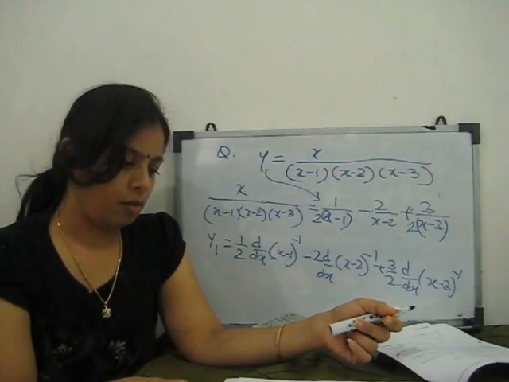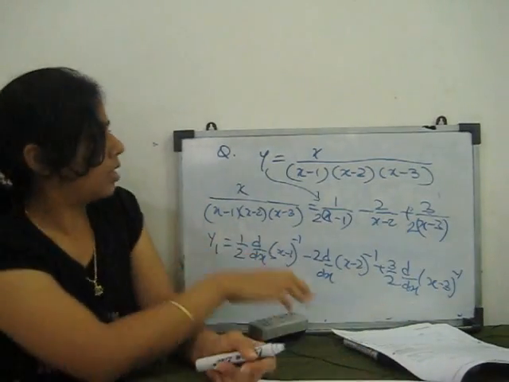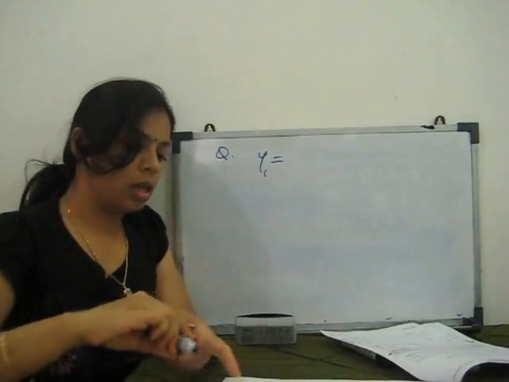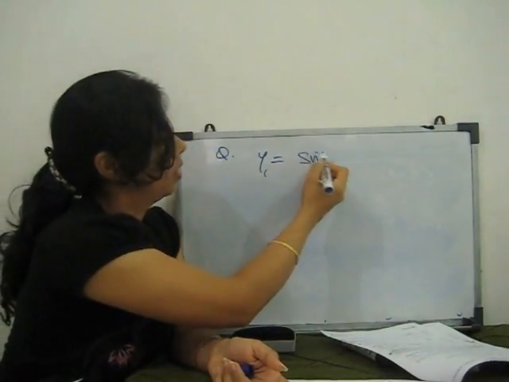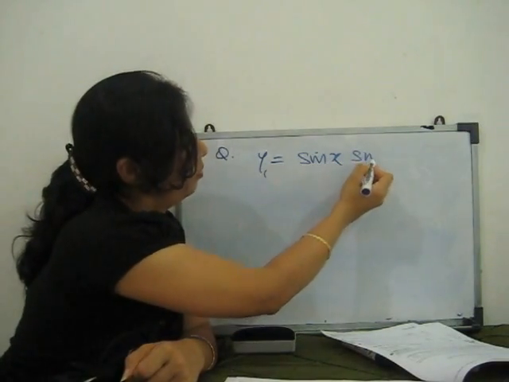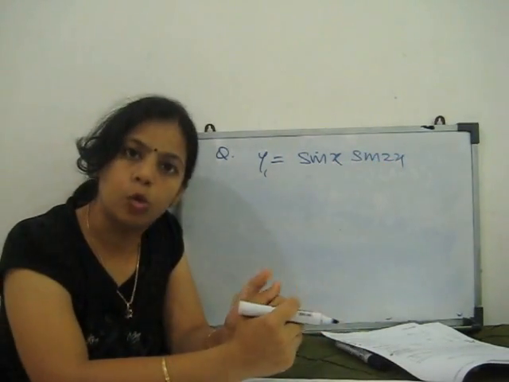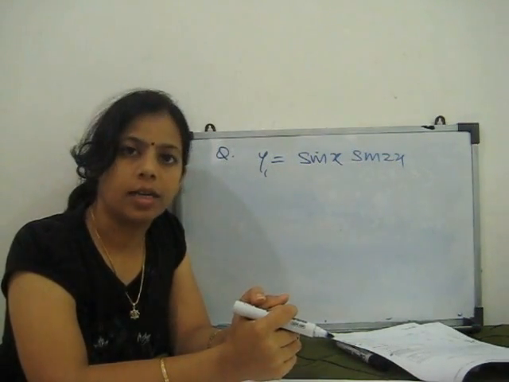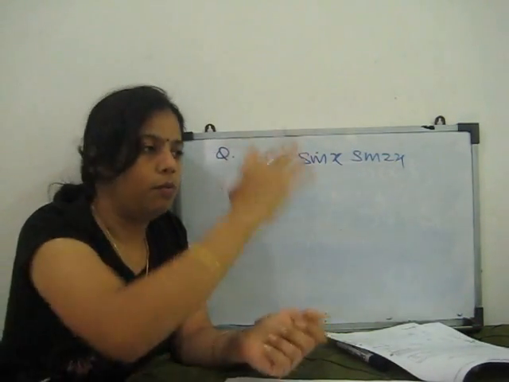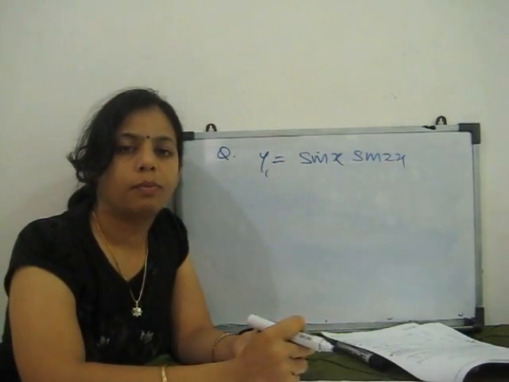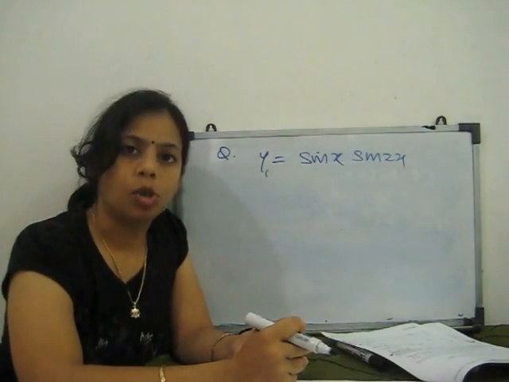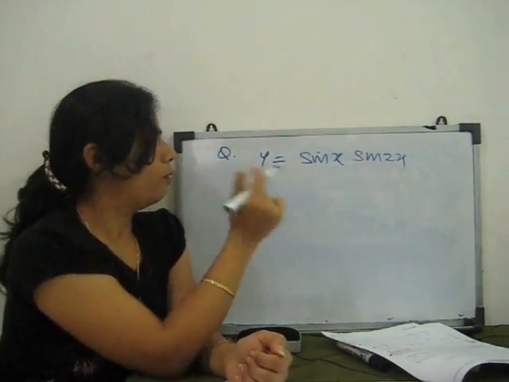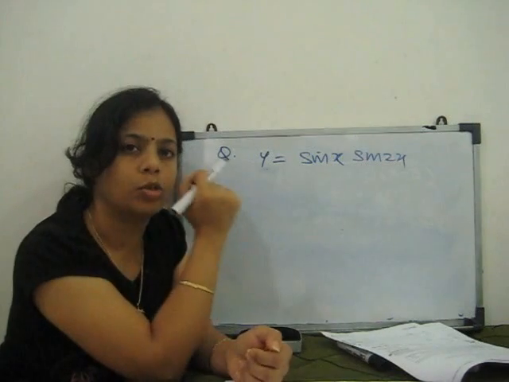Similarly, if we have a derivative like this, find the nth derivative of sine x sine 2x, which is a multiplication of two trigonometrical functions. In this case we also cannot differentiate directly. So if we have two trigonometrical functions in multiplication form, we change this form into addition form. We have many formulas you can use for this change.